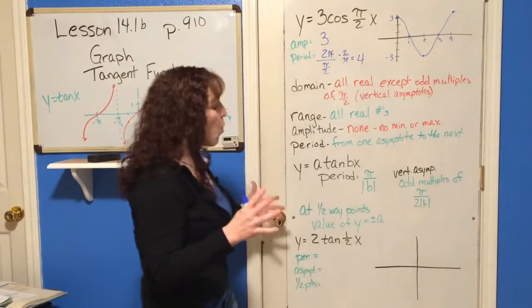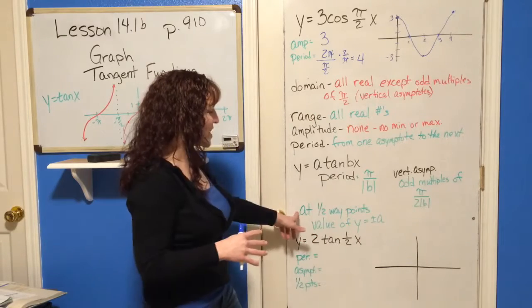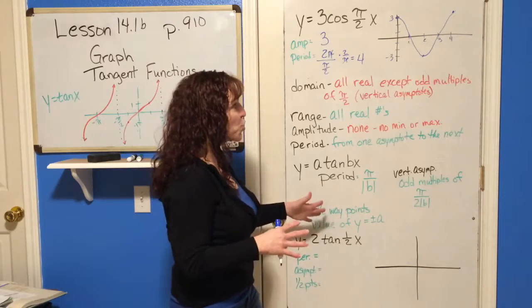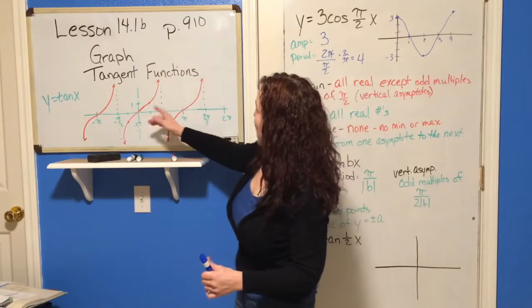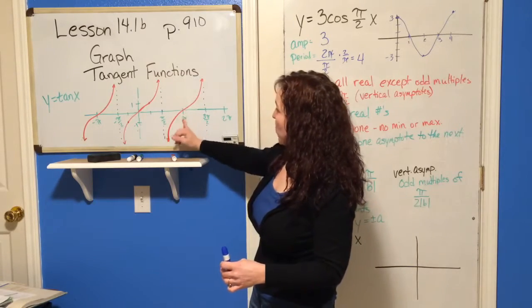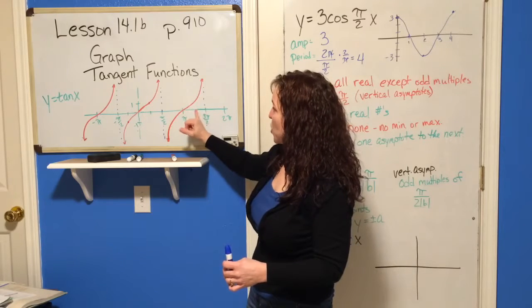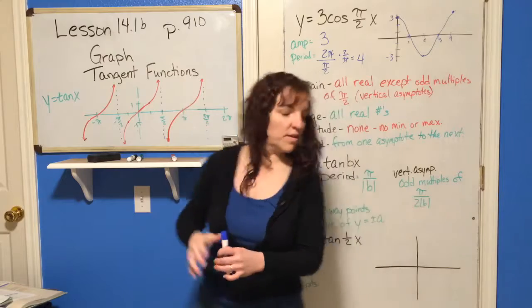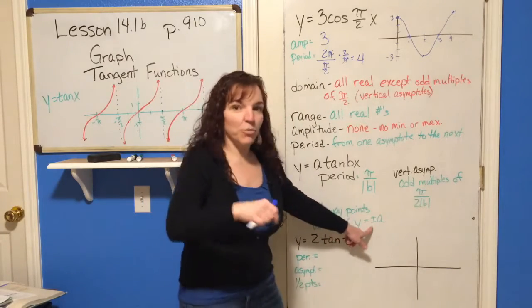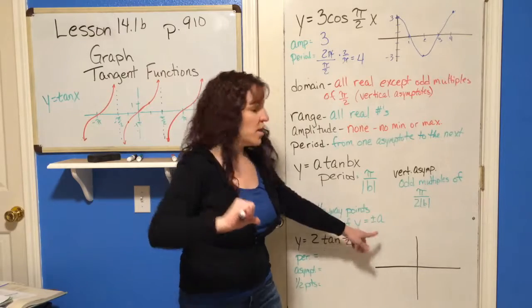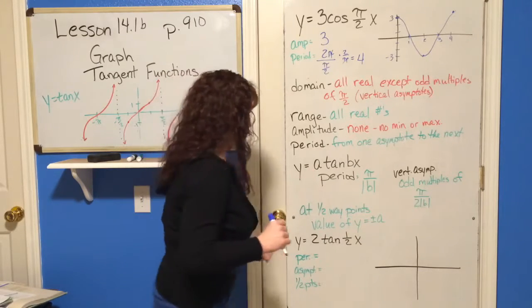All right. Now, one other thing that you need to know about the tangent graphs: at the halfway points between the x-intercept and the asymptote, at the halfway point, the y value is going to be either positive a or negative a. So that's where the value of a comes in. Okay. Let me show you.